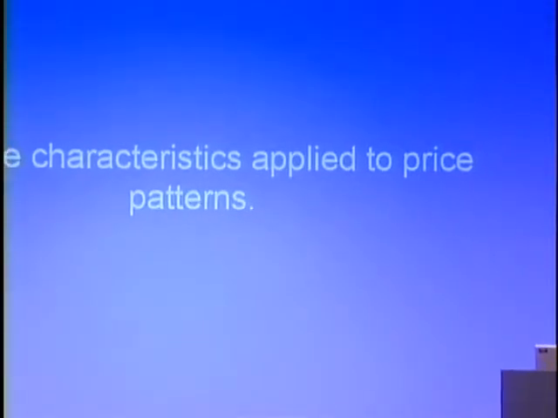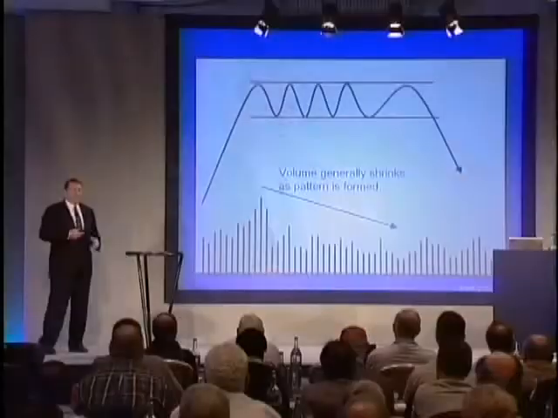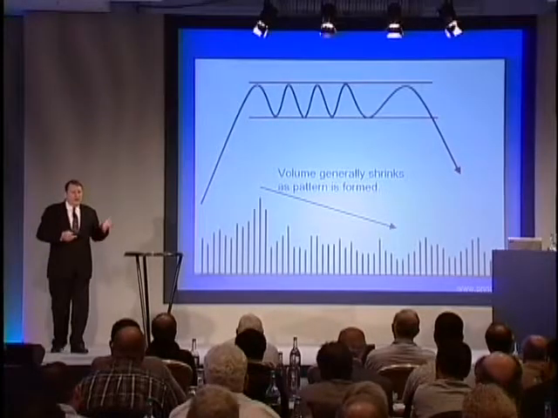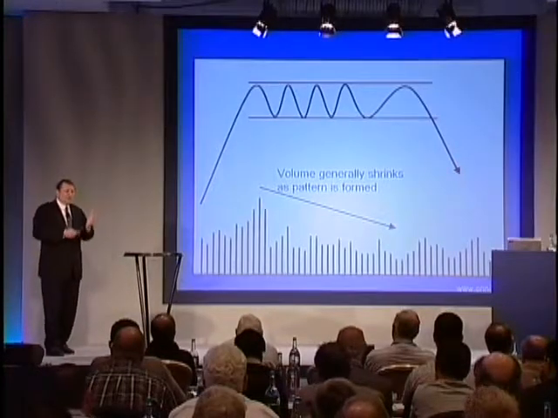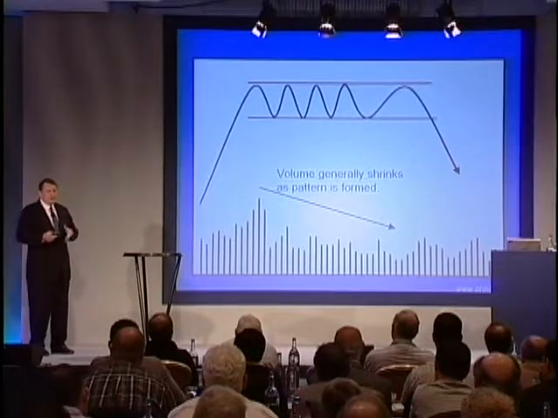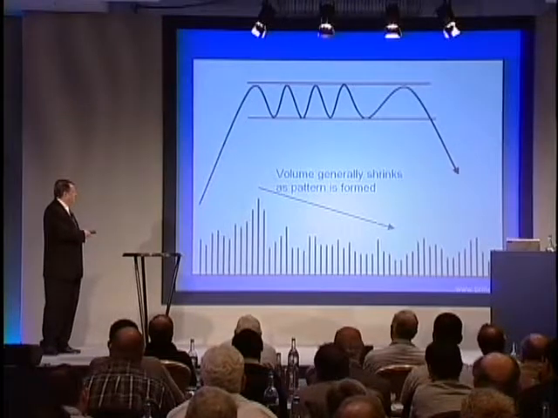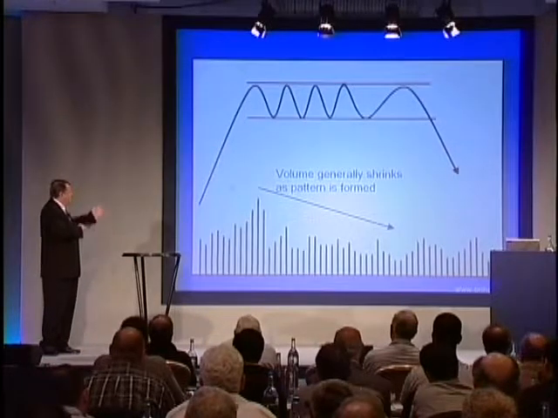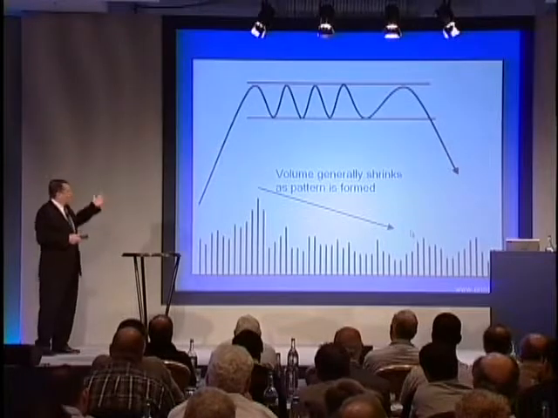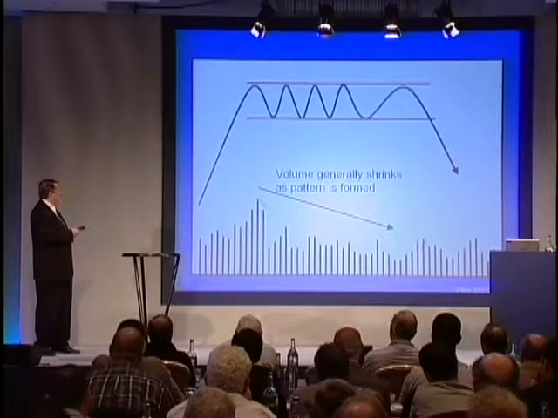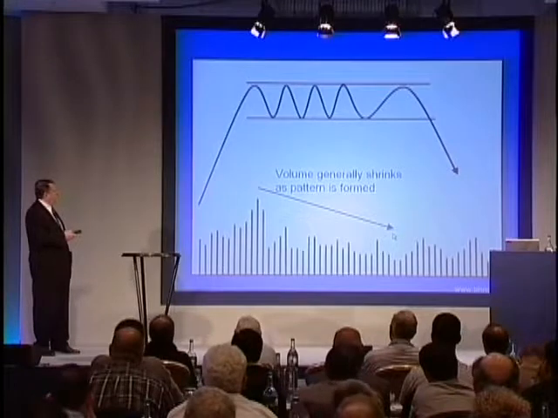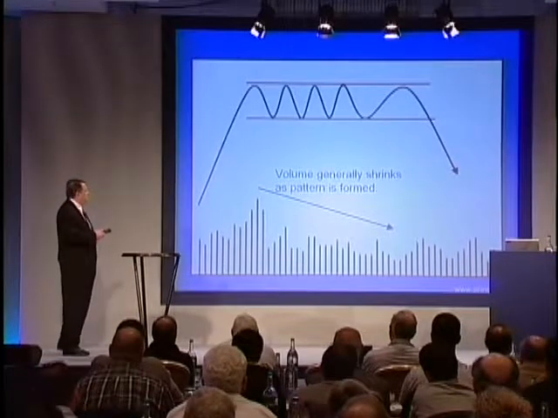Let's take a look at volume characteristics as applied to price patterns. What we see is during the uptrend, the buyers are in control. During the formation of the price pattern, nobody is in control. As the price pattern is formed, there tends to be less and less interest in that particular security, and so volume on a trend basis tends to decline. Here you can see volume is zigzagging up and down, but on a trend basis, overall, the pattern is experiencing a declining level of volume, a declining level of enthusiasm.